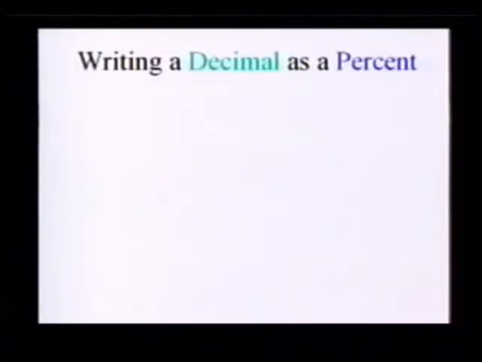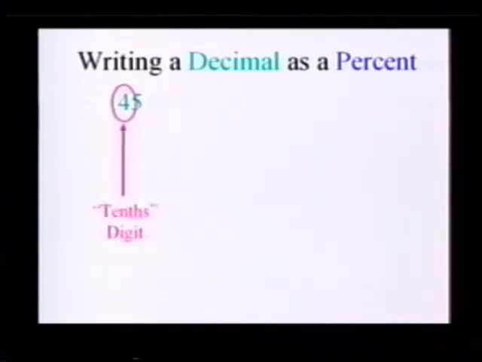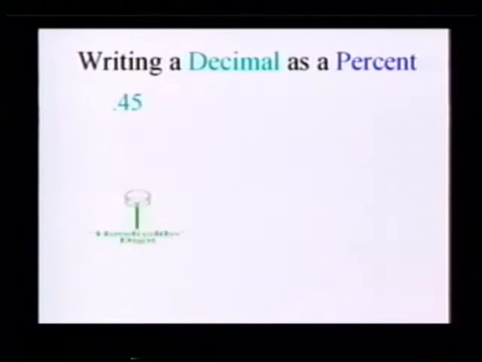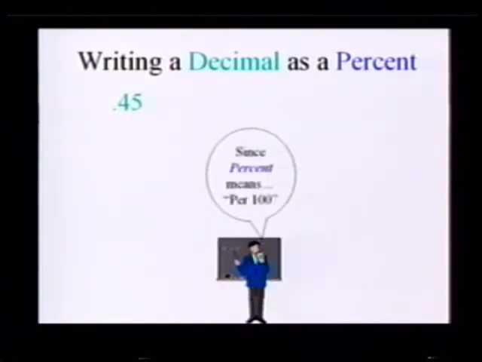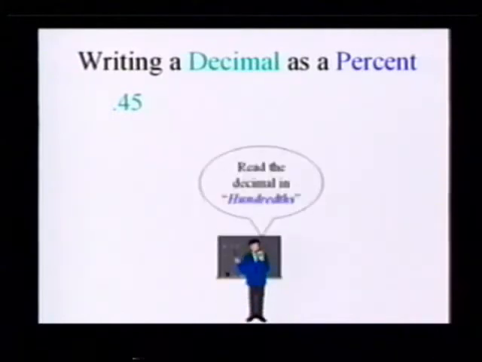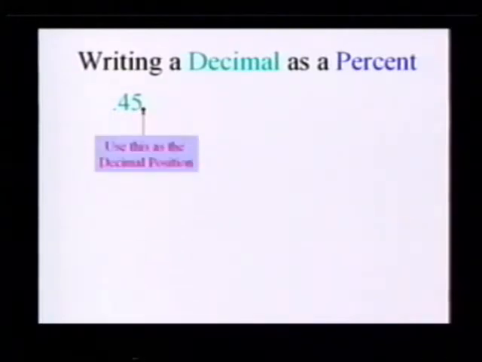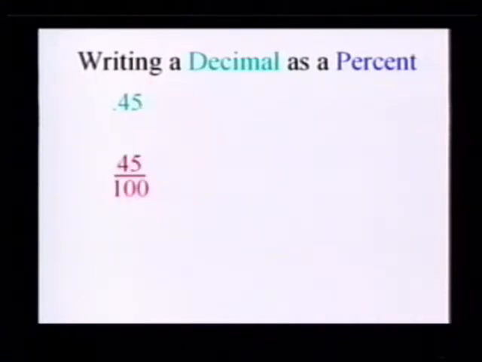Well, let's start switching things. How do we write a decimal as a percent? Well, 45 100ths, we need to write it as a fraction out of 100. Now that's the 10th digit, and that's the 100th digit. So let's write it per 100. Put the decimal place here, or read it, and you get 45/100ths.